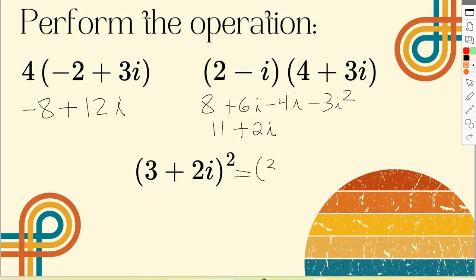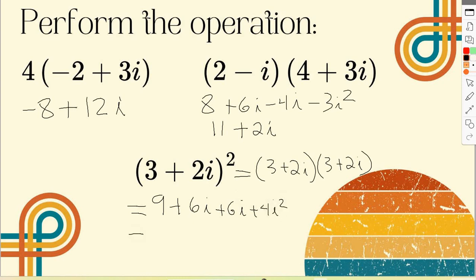And then the thing that we have to be careful about on our next one is remember that to square something means that I multiply it by itself. So we get 9 plus 6i plus another 6i plus 4i squared. So the i squared gives us -4. So we get 5 plus 12i. Yes, no, maybe? Alright, you can make your way back to your desk.